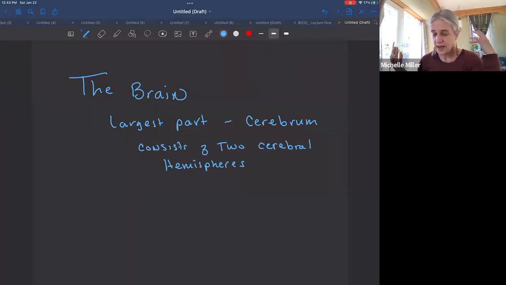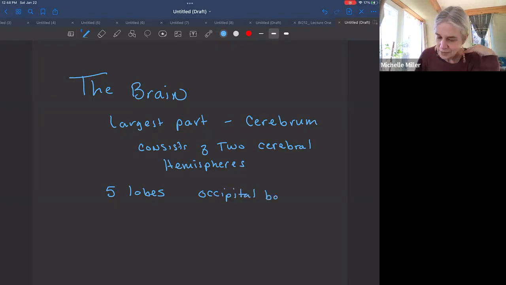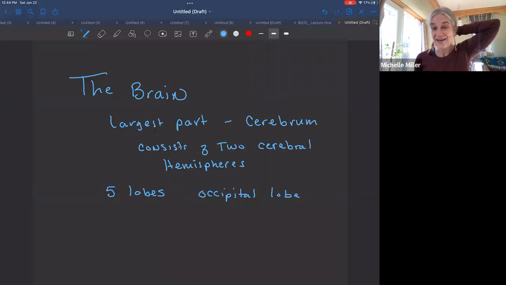When we look at these cerebral hemispheres, they also have lobes. We can talk about the 5 lobes of this brain, and these correspond for the most part to the skull bones that you already learned. So we have the occipital lobe, which sits underneath the occipital bone. This would be the back of the head, and that is noted for being the center of your visual processing.